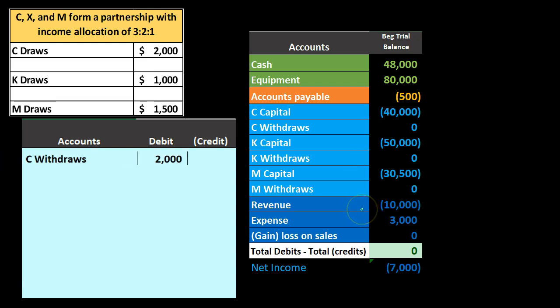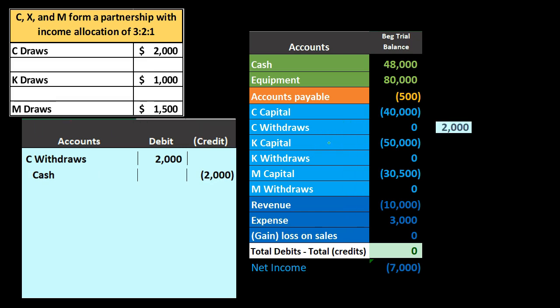So to record this, we're just going to say that the withdrawals for C are going to be this 2,000. The withdrawals are going to be debited because it's kind of like a contra asset account or a contra equity account, meaning equity accounts typically have a credit balance. The draws are going to be something that brings down total equity. So we're going to do the opposite thing to it, a debit. Then we're going to credit the cash that's going to be drawn out here for C's draws.